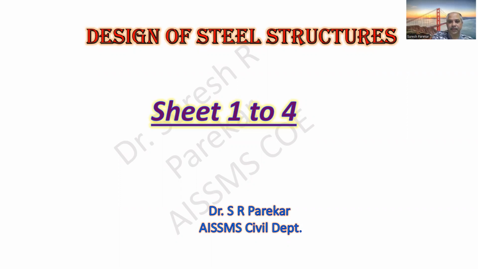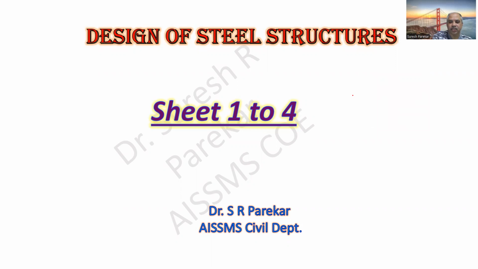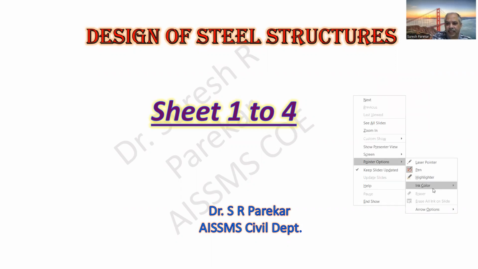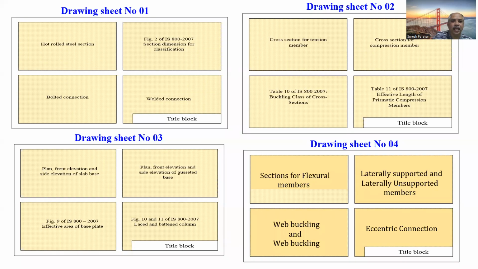Today we are going to see sheet number 4. Already we have done sheet number 1, sheet number 2, sheet number 3, and now we are with sheet number 4. Now if you see in the continuation of this sheet, we have first the hot rolled section, and your DSS starts from this.